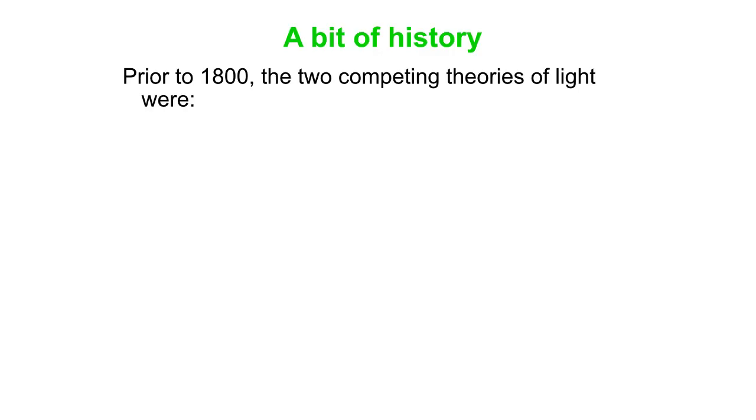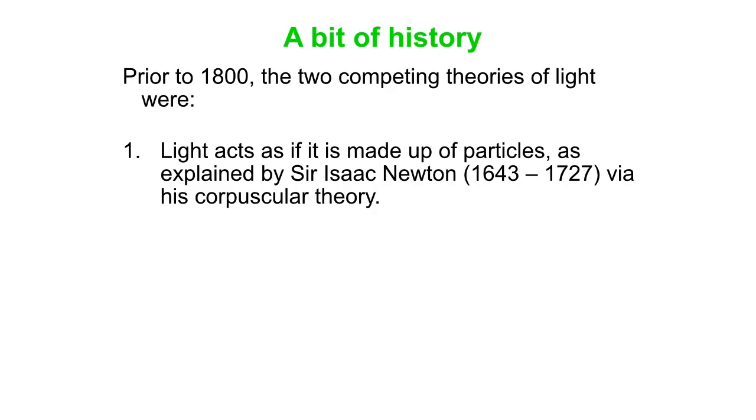Okay, changing gears a little bit, let's talk about history. So before 1800, Young came along in 1801 and did his experiment. So prior to 1800, people didn't quite know what to make of light. Newton said light acts as if it's made up of particles. This was his corpuscular theory. So this was around 1700, right? So 1643 to 1727 was when Newton lived.